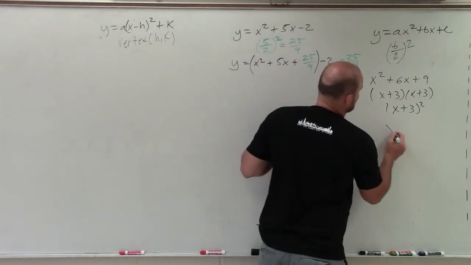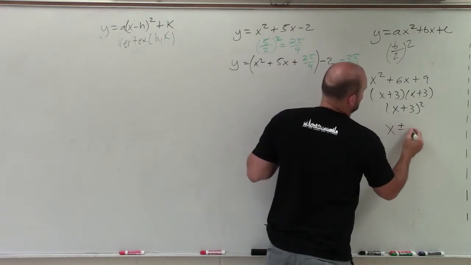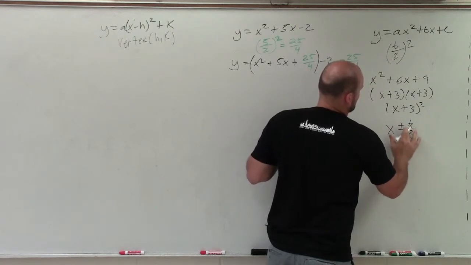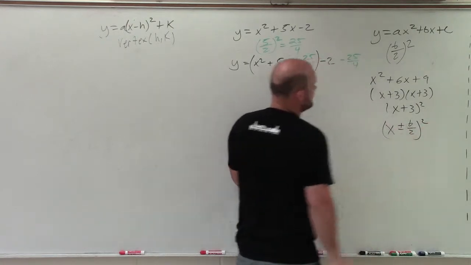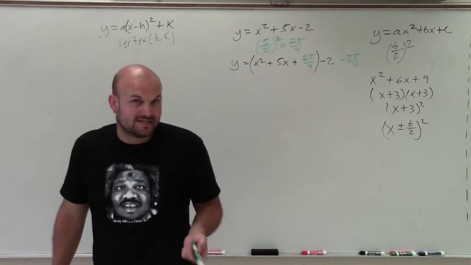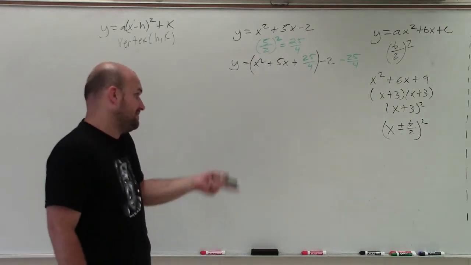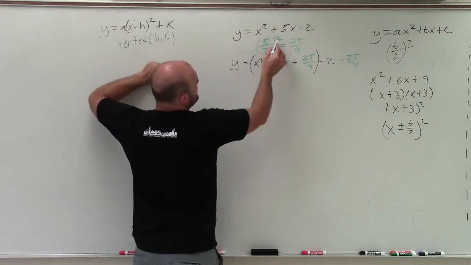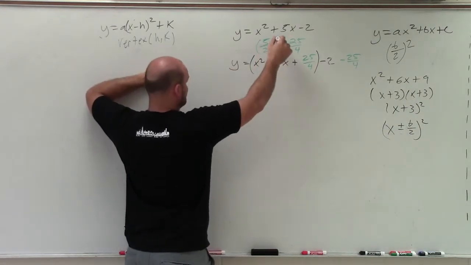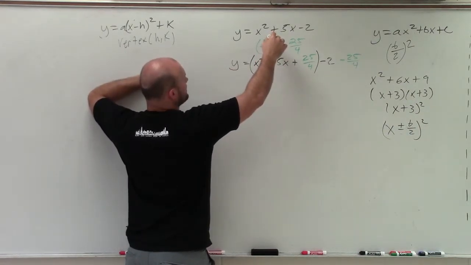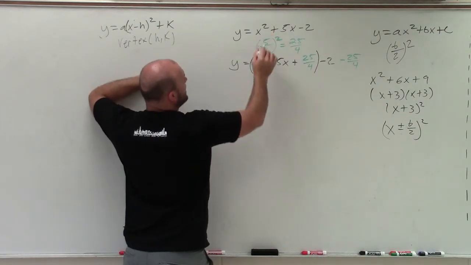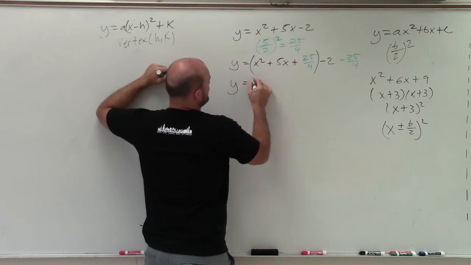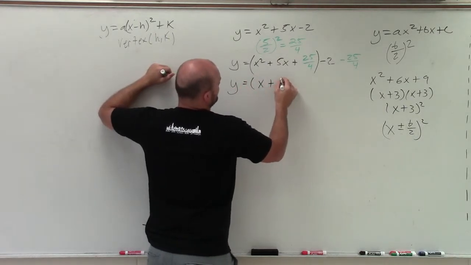So what we can do is just write x plus or minus b divided by 2, squared. Depending on whatever your b over 2 is, if it's positive, it's positive; if it's negative, it's negative. That is going to be your perfect square. Remember, my b over 2 was 5 over 2. So all I need to do to write this as a binomial squared is x plus 5 over 2 squared.